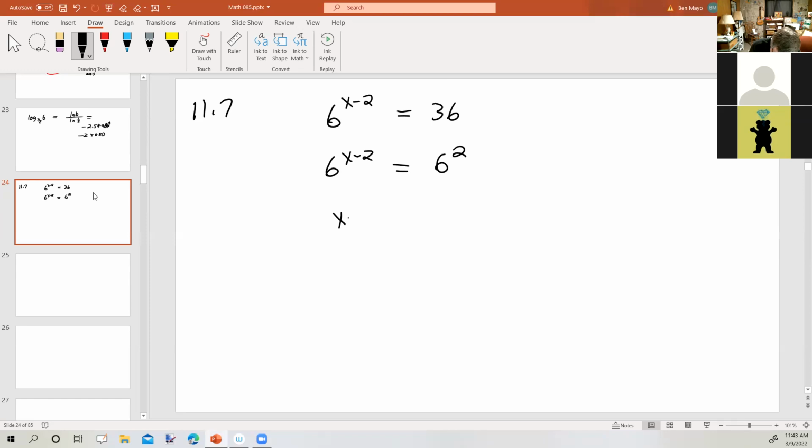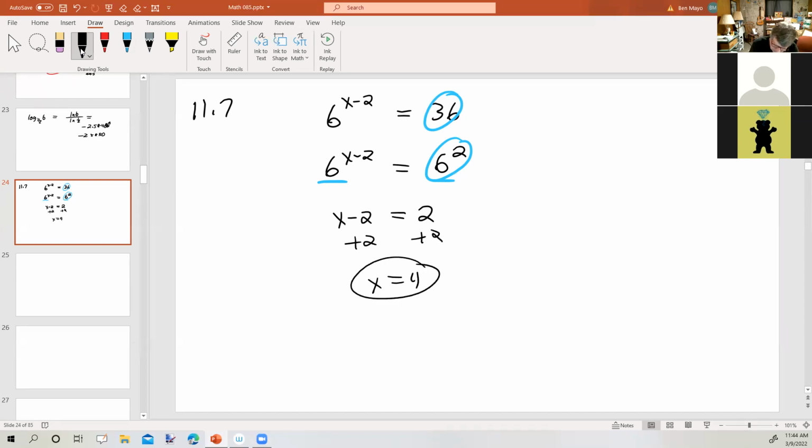Recall from a previous section that if we could rewrite this so that the bases were the same, we can then say that the exponents are equal. So by taking 36 and writing it as 6 squared, now both sides have a base of 6, the exponents are equal. And then we can go on and solve this equation, x equals 4. Let's check our work. And it checks. Any questions about that problem?